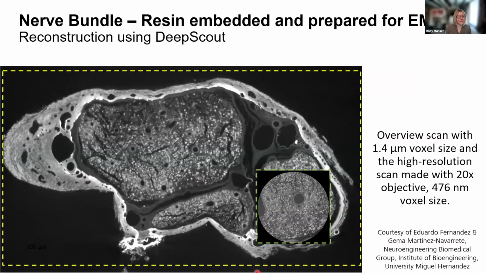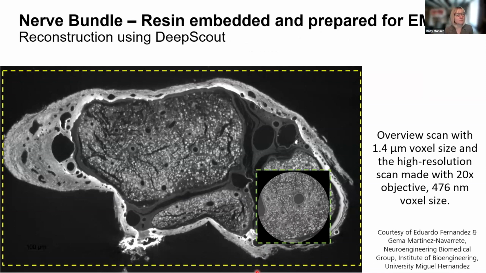And finally, again, looking at high resolution data, this is a nerve bundle here. It's a peripheral nerve in this case. And their goal is to be able to look at the myelin across the whole length of this peripheral nerve. It's a very ambitious goal. These are really large specimens ultimately.